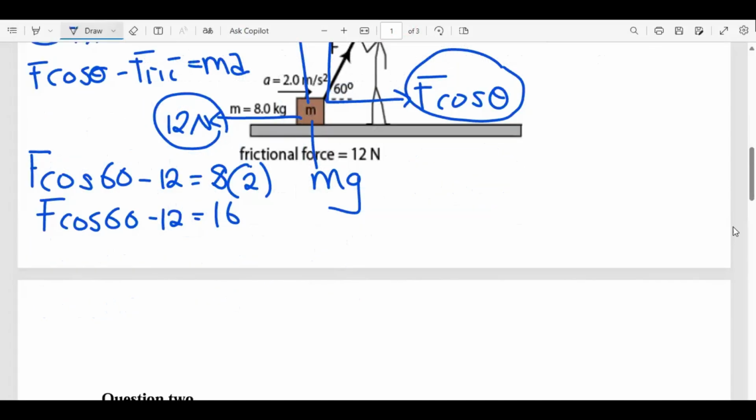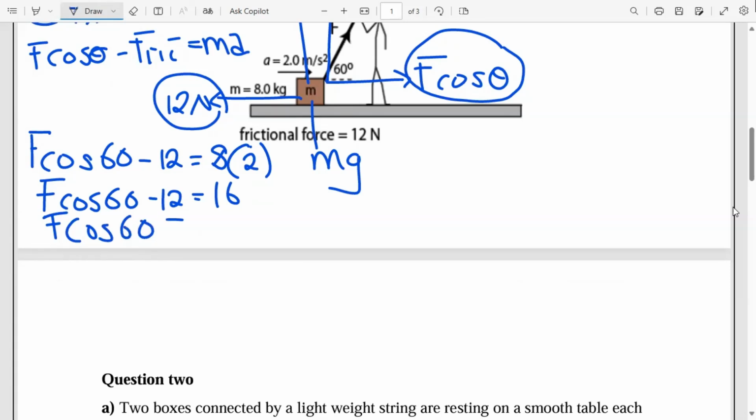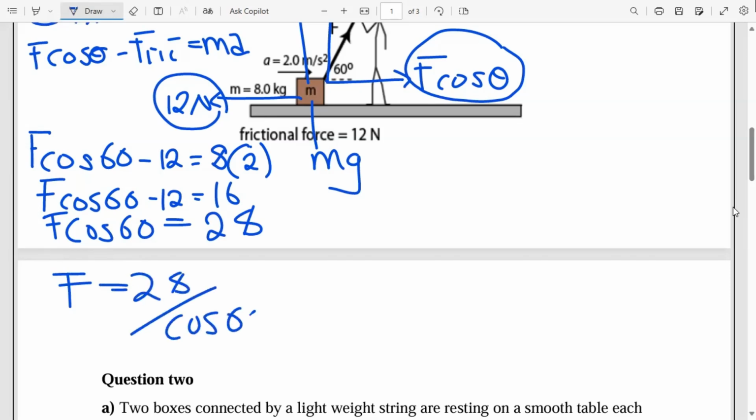So I can take 12 to the other side of the equation. I'm going to remain with F cos 60 being equal to 16 plus 12. This is going to give us a value of 28, meaning F will be equal to 28 divided by cos 60. And therefore, ladies and gentlemen, our F will be equal to 56 newtons. That means the force F that is being used to drag this box forward, applied at an angle of 60 degrees, is basically equal to 56 newtons, and that is all.